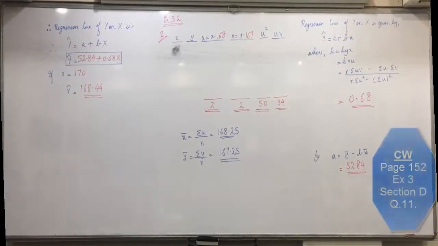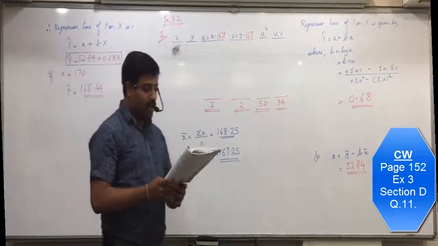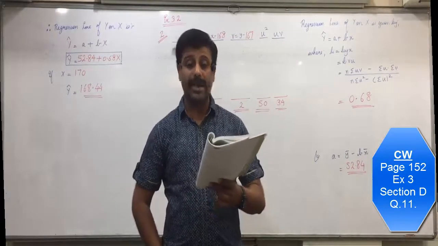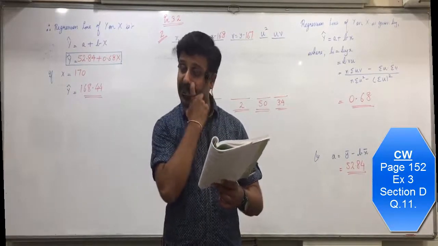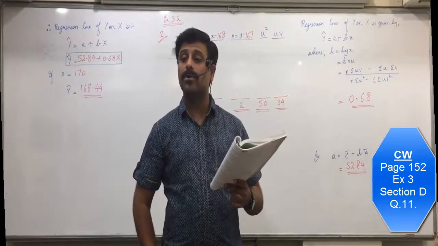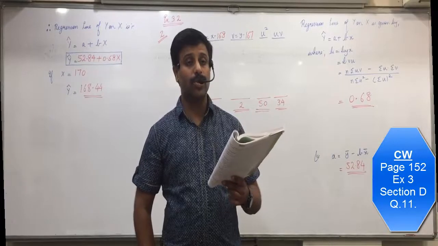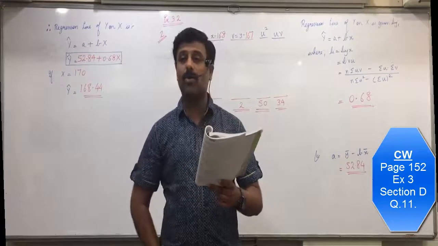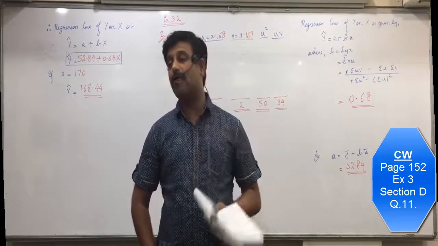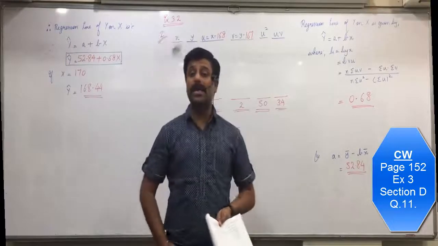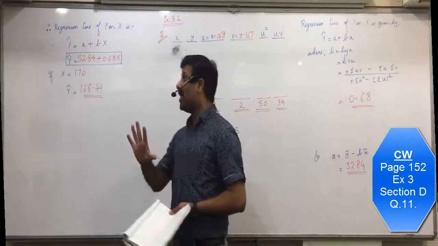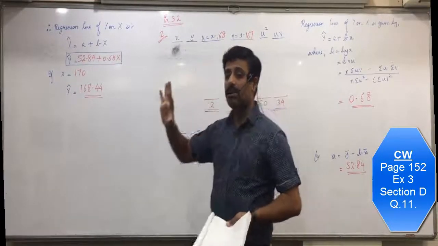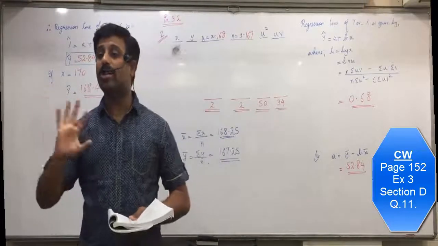Page number 152. Exercise 3, section D, question 11. Be attentive. In usual notations, n is equal to 7, sigma u equals 2. It's a short question. Sigma v equals 25, sigma u square equals 160, and sigma uv equals 409. Nothing is given means we assume that u and v are obtained by changing only origin. They have not changed the scale.